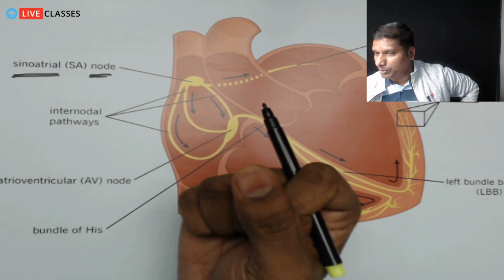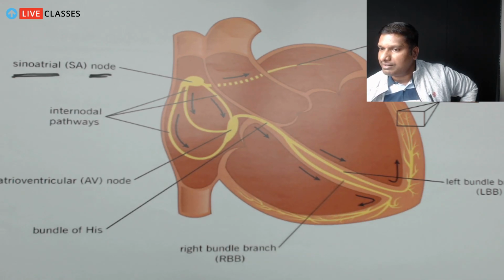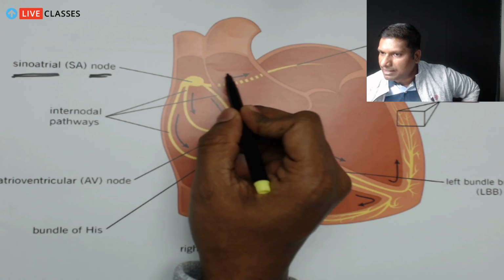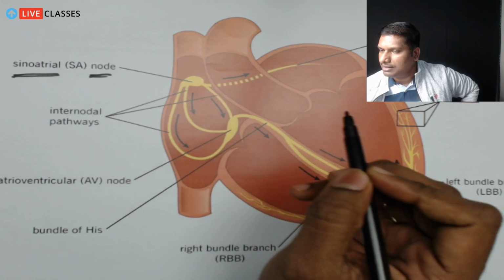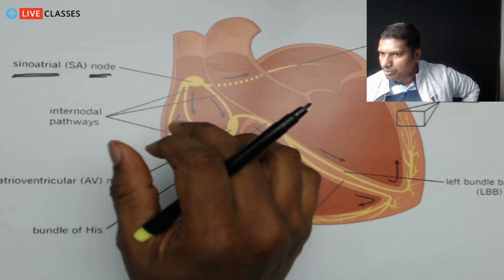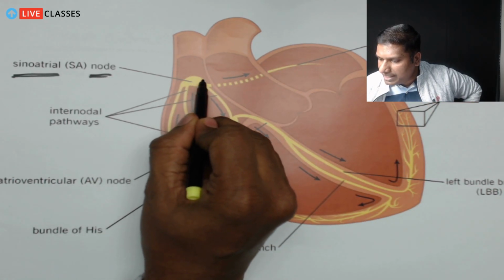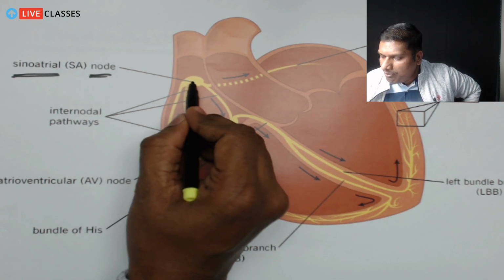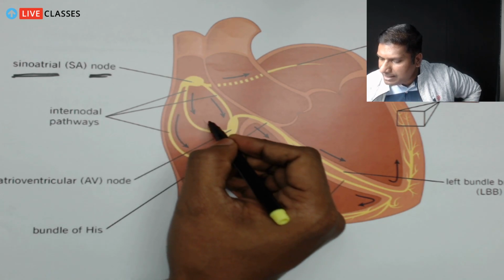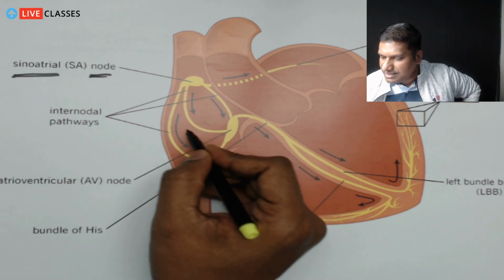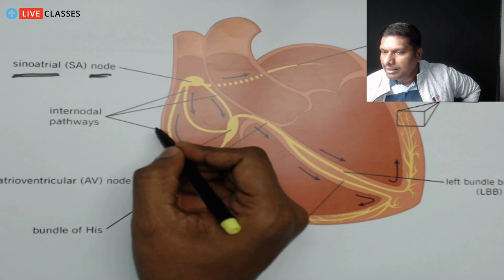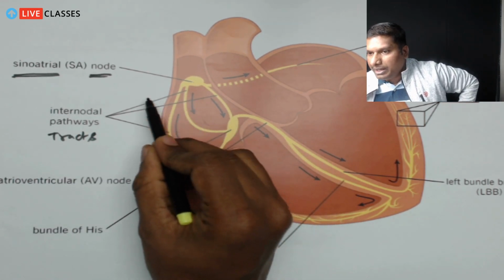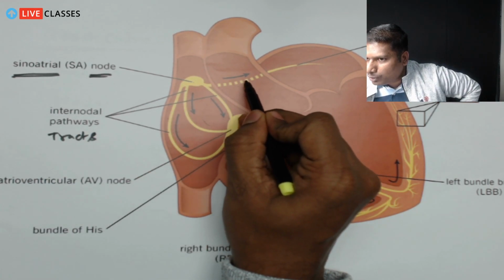It can generate action potential without the need for external stimuli, so it can get activated and it will simply pass the electrical signals to various parts of the heart. We'll see how it is actually connected. This SA node, which is a nodal tissue, you have one SA node. It is basically connected to these tracts. These are called the internodal pathways or internodal tracts. This is also another internodal tract.